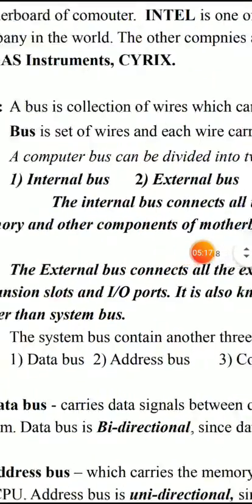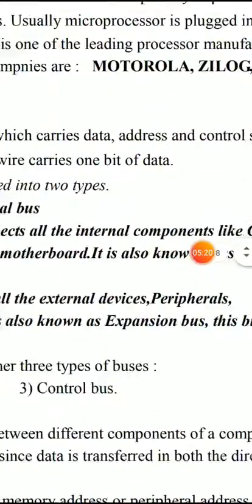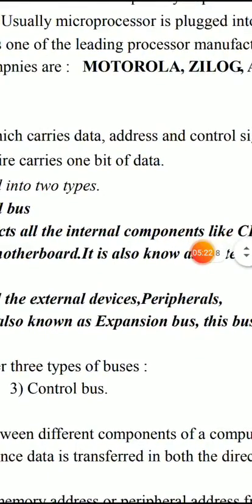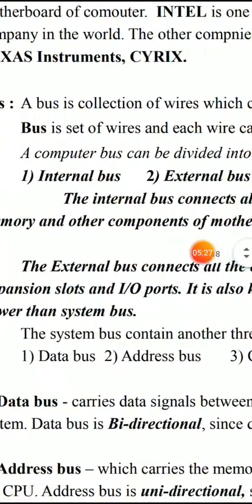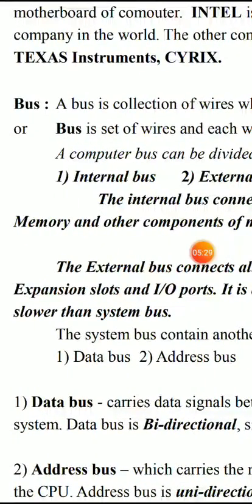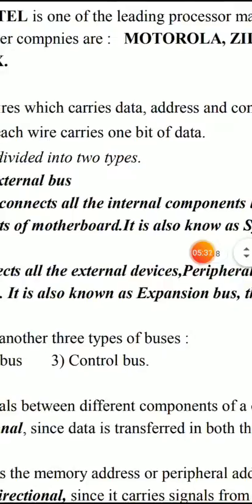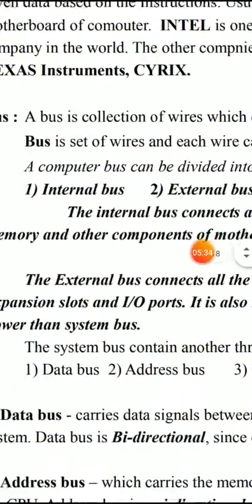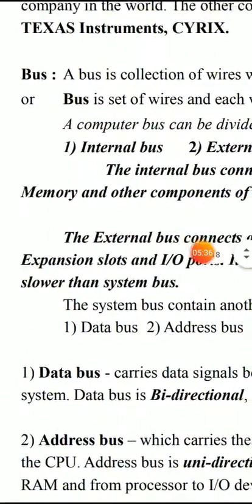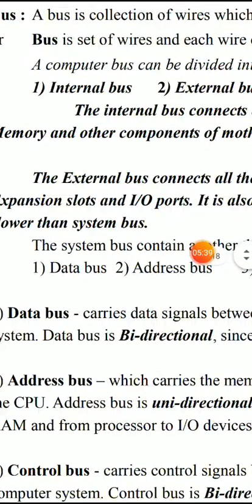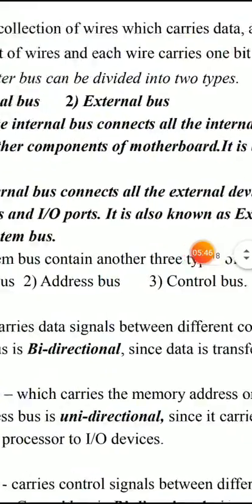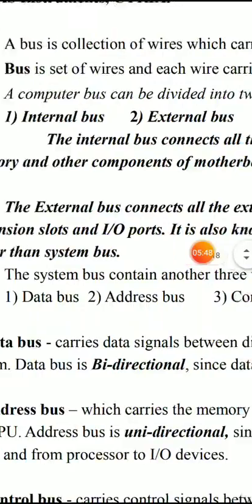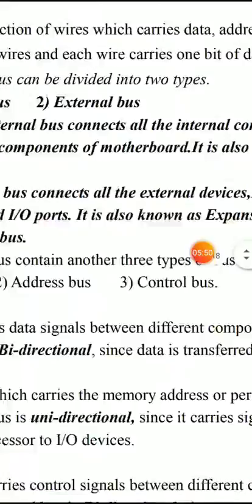The external bus connects all the external devices like external peripherals such as printers, monitors and other output devices like a plotter, etc. It is also known as the expansion bus, and this bus is slower than the system bus. The internal bus is also known as the system bus. The system bus further contains three other types of buses. One is the data bus, another is the address bus, and the third is the control bus.